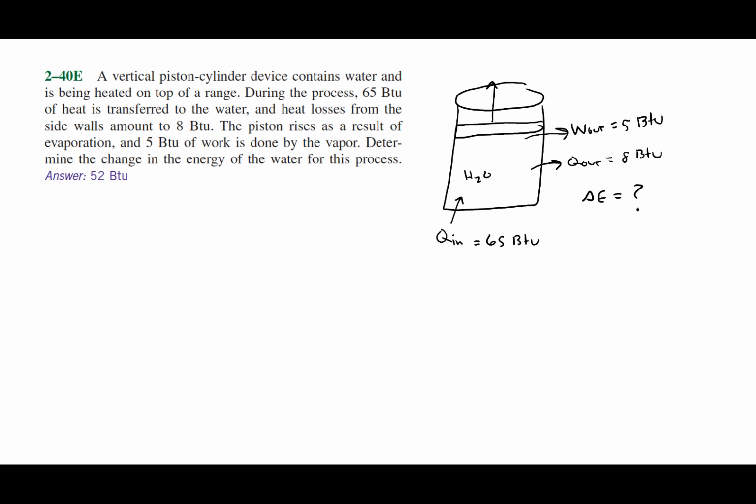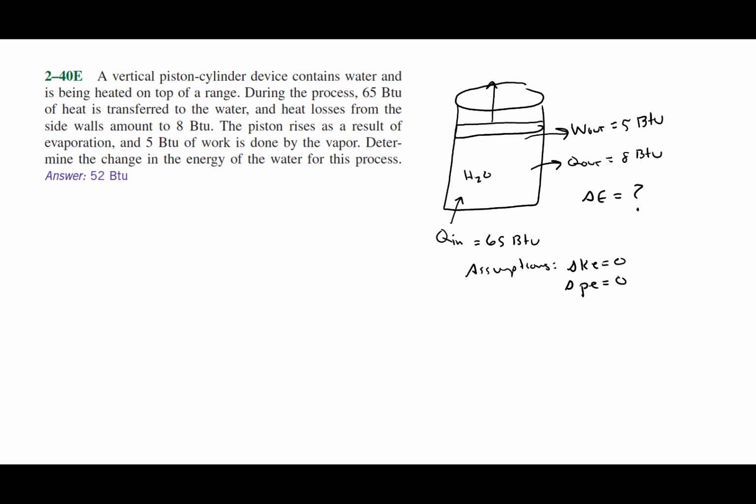So let's make some assumptions. First of all, we just have basically a piston cylinder full of water that we're heating. It's stationary, so that means the change in kinetic energy is 0. And also, it most likely doesn't have very much elevation change, so the change in potential energy is also 0.